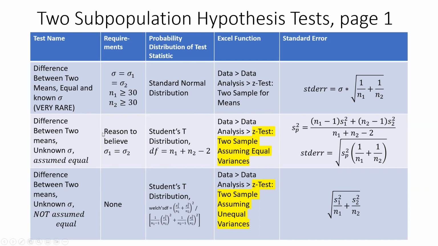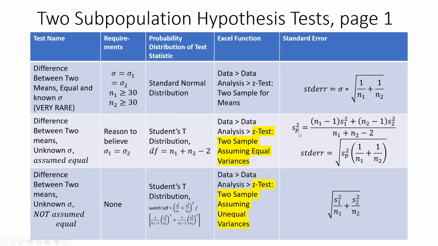And then in the more common scenario where we don't know the sigma, the standard deviation, but we can assume that they're equal, so we have a reason to believe that they're equal, then we can use the student's t-distribution, and that is done with the degrees of freedom n1 plus n2 minus 2. N1 and N2 here, of course, being the sample sizes for each subgroup. So we take our sample data and we divide it into subgroups, and we have to get the sample size for each subgroup.